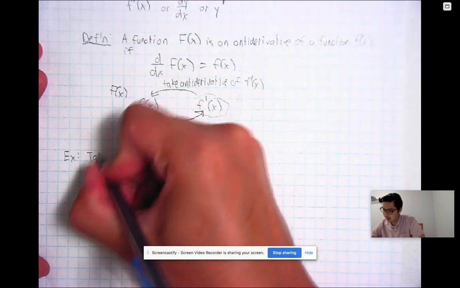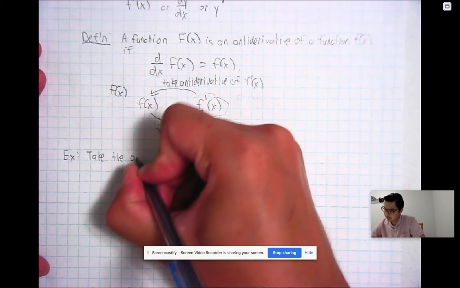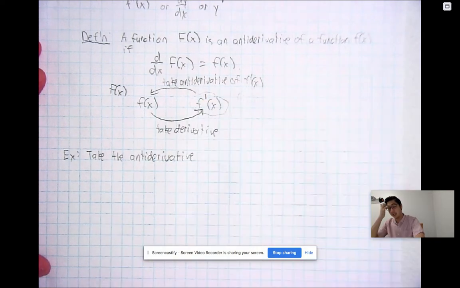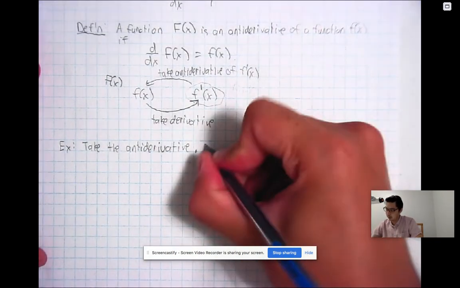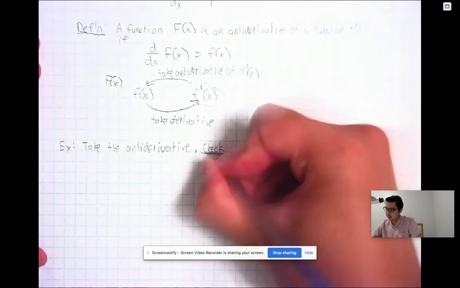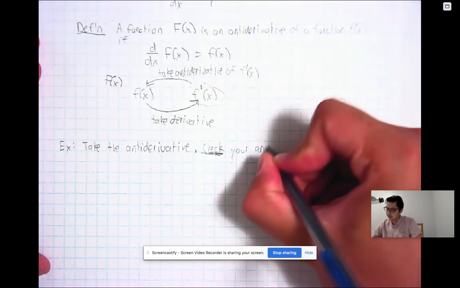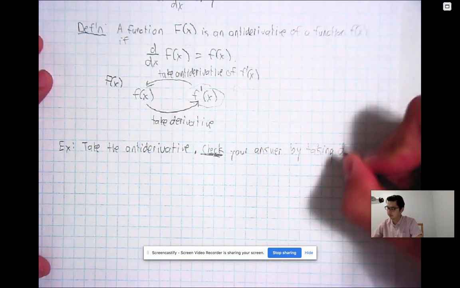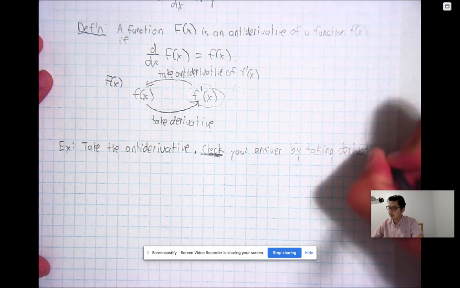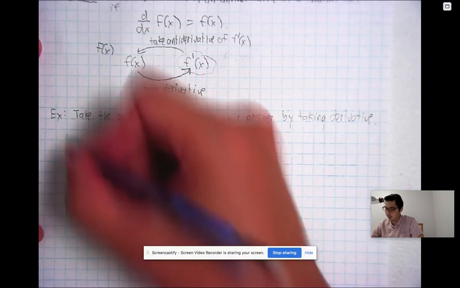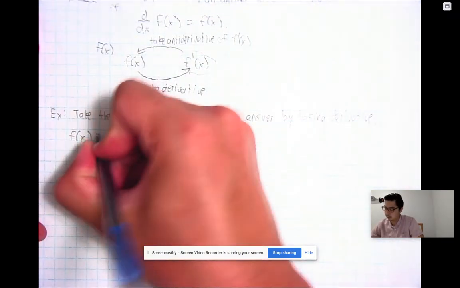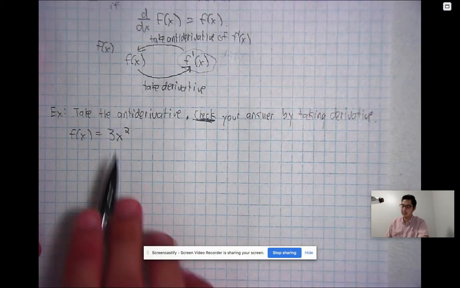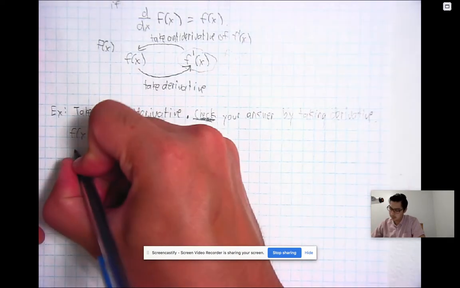So let's take the antiderivative. And then after we take the antiderivative, it's important, and your work is telling you to do this, it's important to check your answer by taking the derivative of it. So say, for example, we have a function f of x equals 3x squared. What's the antiderivative of this?